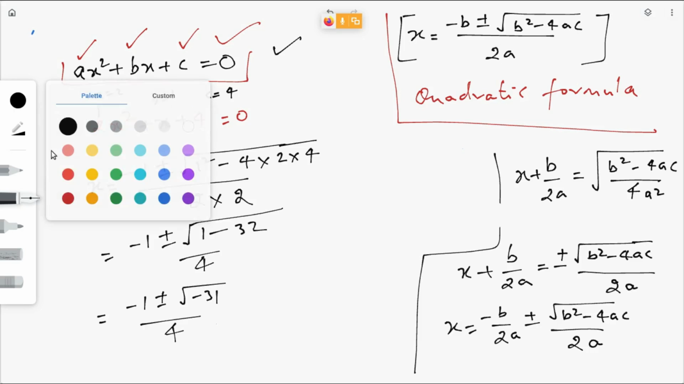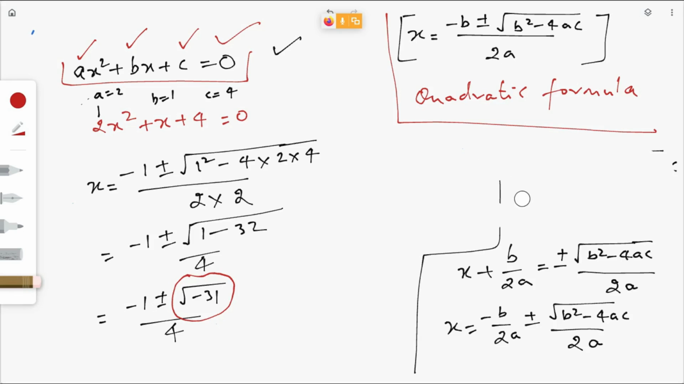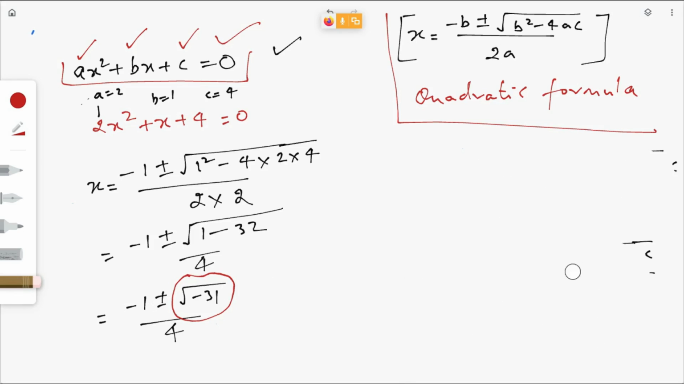Okay, see here. Now this one is important. What did you get here? The root of a negative number, yes or no? Here you got the root of a negative number. Is it possible to solve it further? No, we can't solve this one, right? So the real roots do not exist, right? This one is simpler, right? Compared to what?